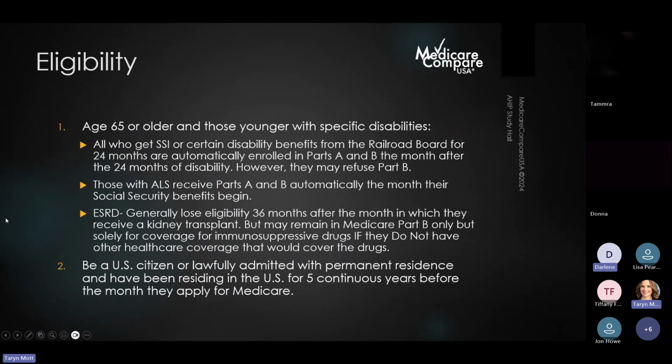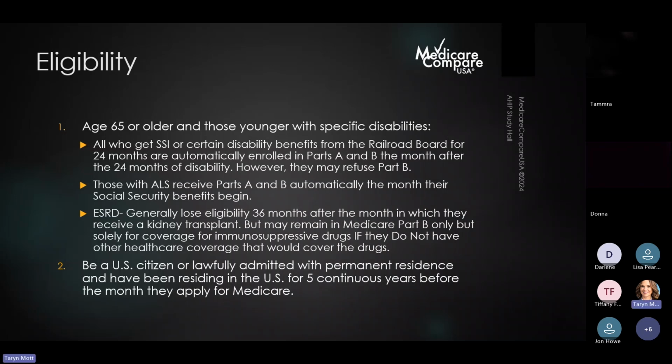Eligibility is age 65 or older, and those younger with specific disabilities. All who get Social Security income or certain disability benefits from the Railroad Board for 24 months are automatically enrolled in Parts A and B the month after the 24 months of disability. However, they may refuse Part B. If they don't want Part B and they're on Social Security, they can refuse it. I don't know why they would refuse it, but they can.